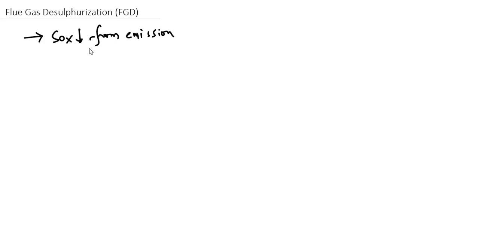Why do we need flue gas desulfurization? Coal that we give to the boiler contains SOx compounds. These SOx compounds are not combustible, so as a result they are emitted from the flue gases to the atmosphere.